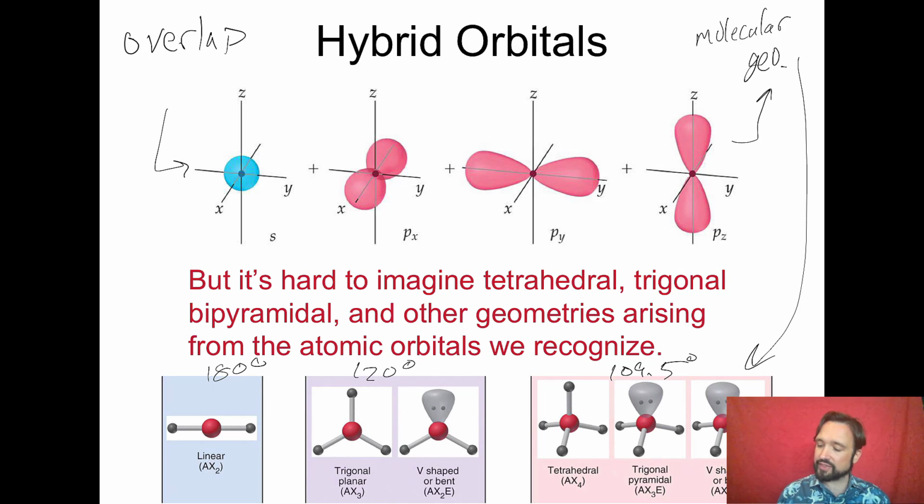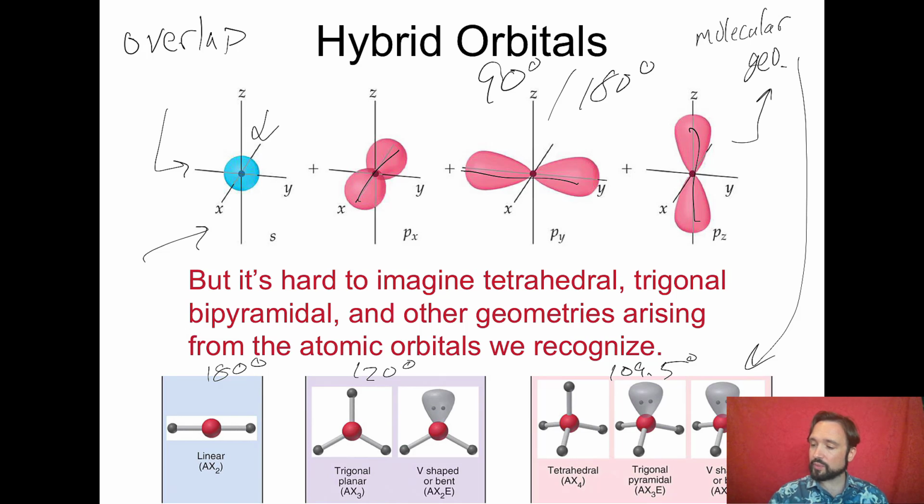All of these are based on those idealized bond angles, and we can make almost none of those from our atomic orbitals. These are all either spheres or things that really exist at right angles. So we have 90 degrees, and if we're super generous, we can say we have 180 degrees. Where do we get 120? Where do we get 109.5? How does that happen? In order to get to those, we have to do something called hybridizing the orbitals.